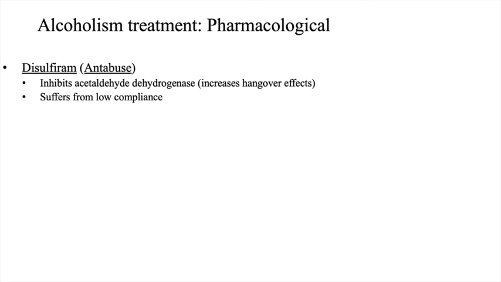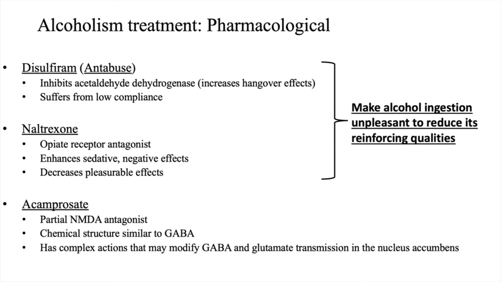Basically, the idea here, along with naltrexone, is that it's going to make alcohol ingestion really unpleasant. And as a result, both of these are going to have the problem of low compliance. Unless you're forcing people to take this, people can just stop taking it, right? If they just stop taking the disulfiram, they can start drinking again and experience the reinforcing effects. Naltrexone also is going to reduce the reinforcing effects, but it's going to do it through the opioid path. So it's going to antagonize the opioid receptors that alcohol would usually be an agonist to.